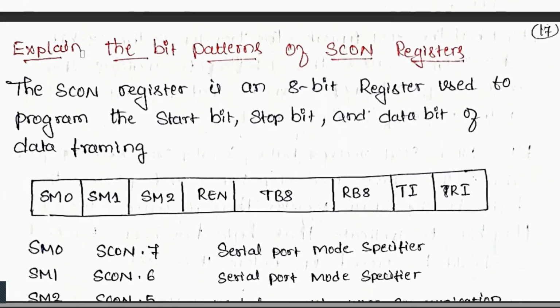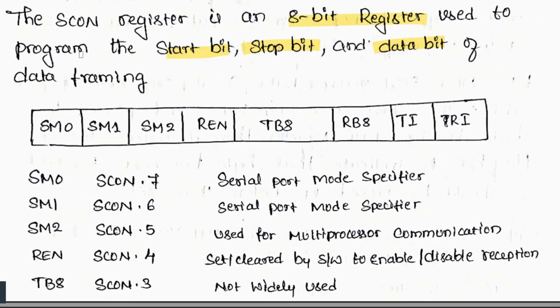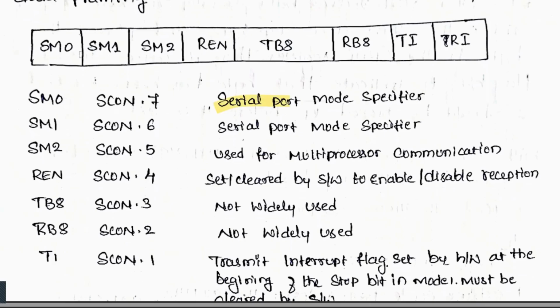Next comes the SCON register. This is an 8-bit register used to program the start bit, stop bit and data bits of the data framing. That is SM0, SM1, SM2, REN, TB8, RB8, TI, and RI. SM0 and SM1 are serial port mode specifiers. SM2 is used for multiprocessor communication. REN is set or cleared by software to enable or disable the reception. TB8 and RB8 are not widely used.